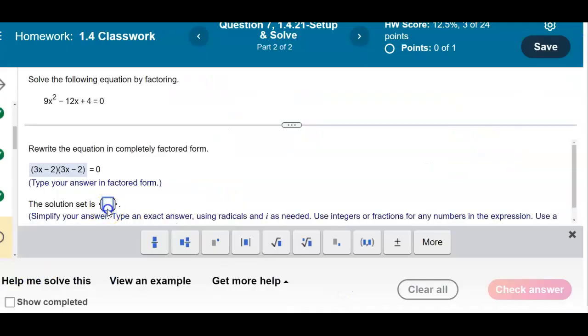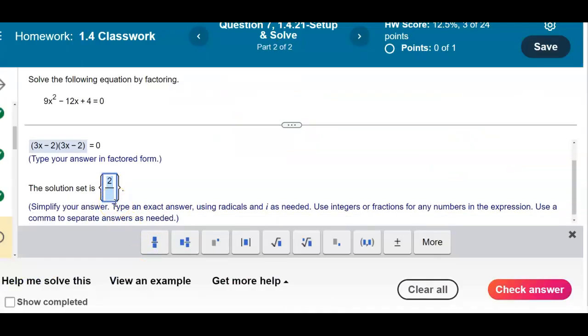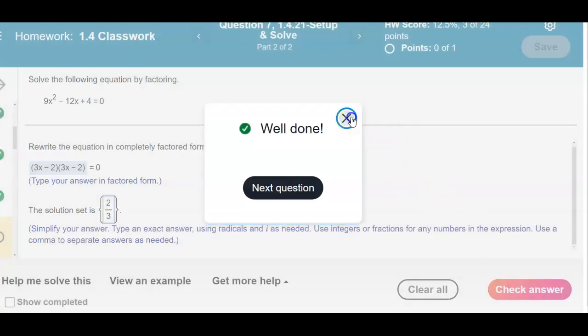So let's go ahead and put in our answer here. We got our fraction 2 over 3. Let's check our result. And there is our answer.